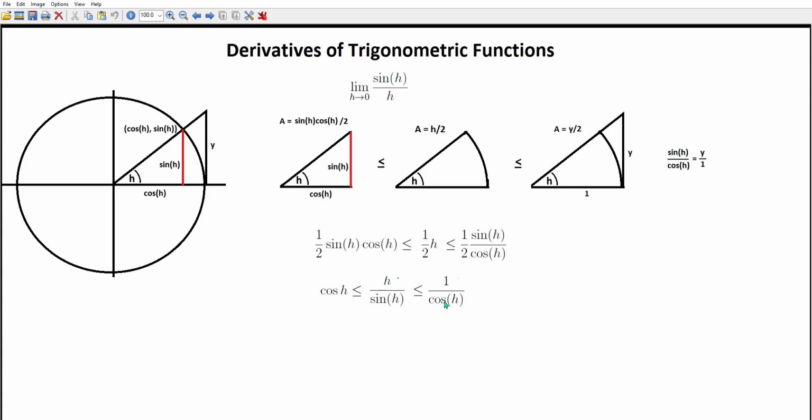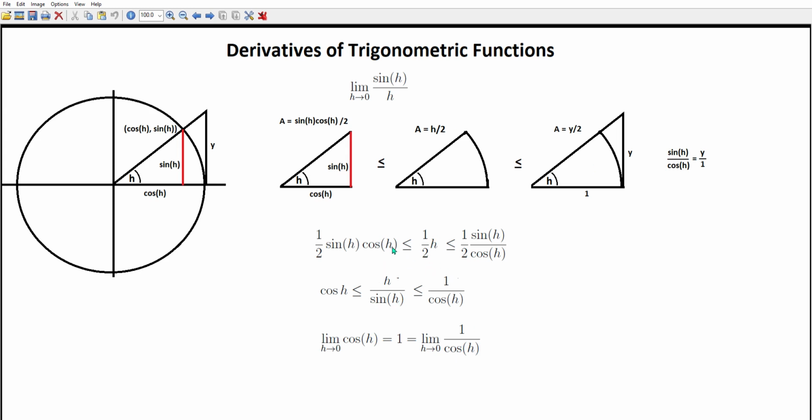Now, notice that when h goes to 0, the limit of the cosine of h is the cosine of 0, which is 1, which is exactly the same as the limit of 1 over cosine of h, which is 1 over cosine of 0, which is 1.